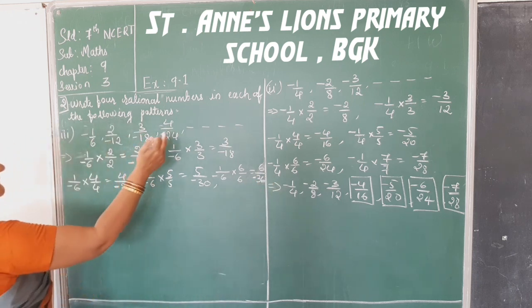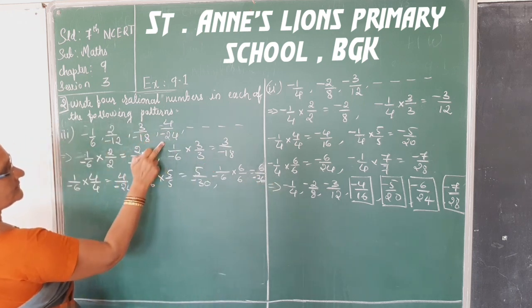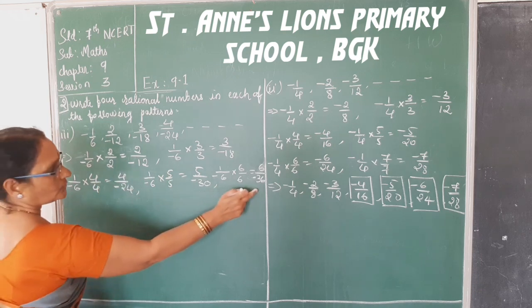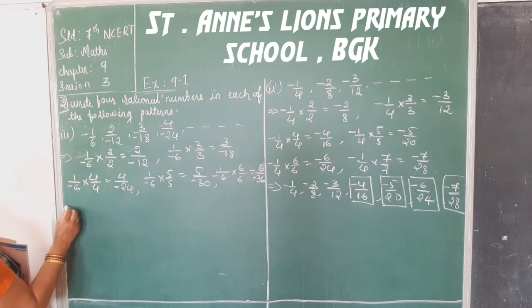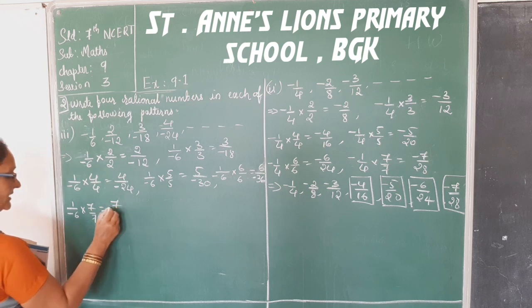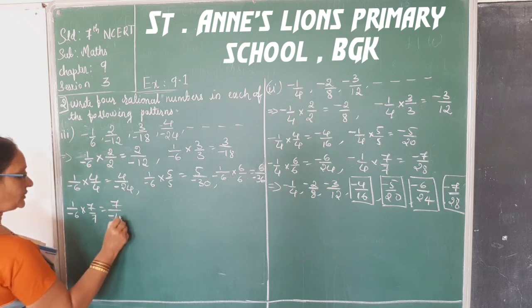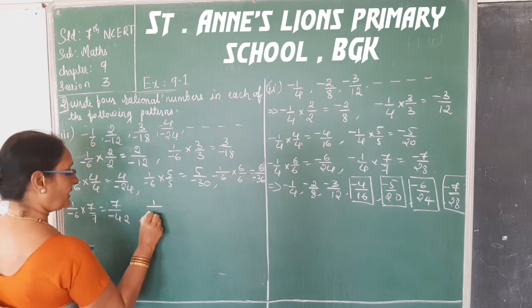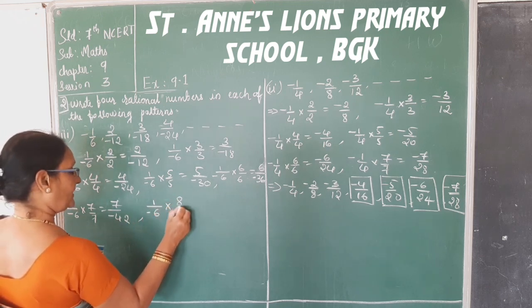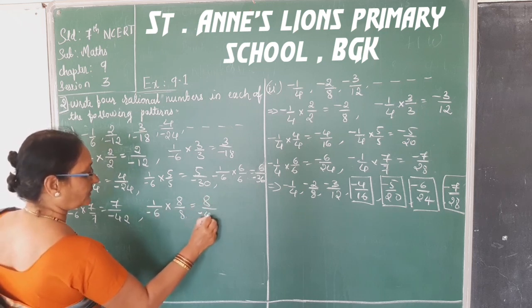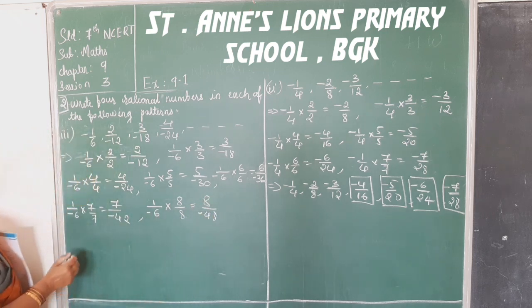See, after 4 by minus 24 we have got 2 more, still 2 more we have to get. So 1 by minus 6 into 7 by 7 is 7 by minus 42. Just you have to multiply and keep here. And then 1 by minus 6 is multiplied by 8 by 8 is 8 by minus 48. So what is the required pattern for us?